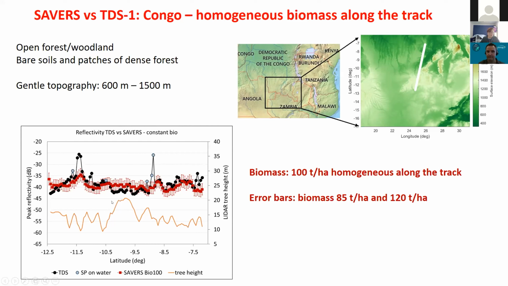On the contrary, when the tree height is larger, the measured reflectivity is lower. This trend is quite well reproduced by SAVERS, the red dots, and the simulations have been performed considering biomass variables between 85 tons per hectare and 120 tons per hectare.